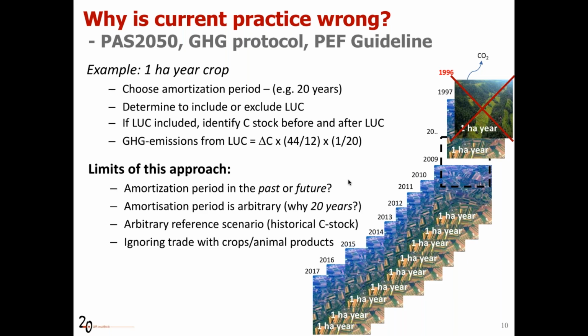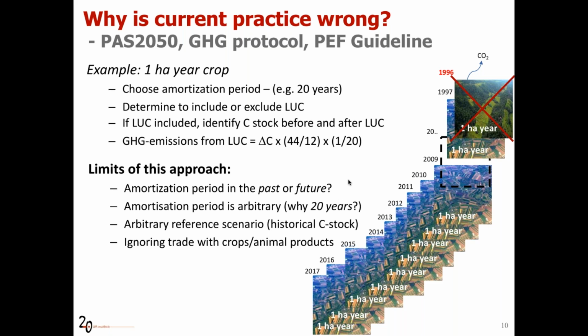Now, what are the limits of this approach? Well, in short, first of all, the amortization period could be in the past or in the future from the year that we are demanding the biomass, so from when we are occupying the land. For example, it could be 20 years in the past from now or 20 years in the future from now. This is an interpretation issue that remains open. Second, the choice of the amortization time period is arbitrary. So why, for example, 20 years? It could be 30 or 10, changing the results dramatically.